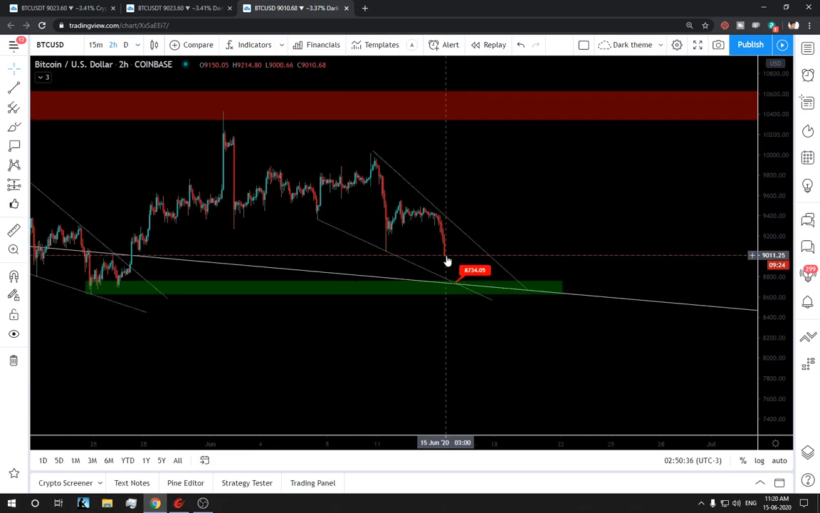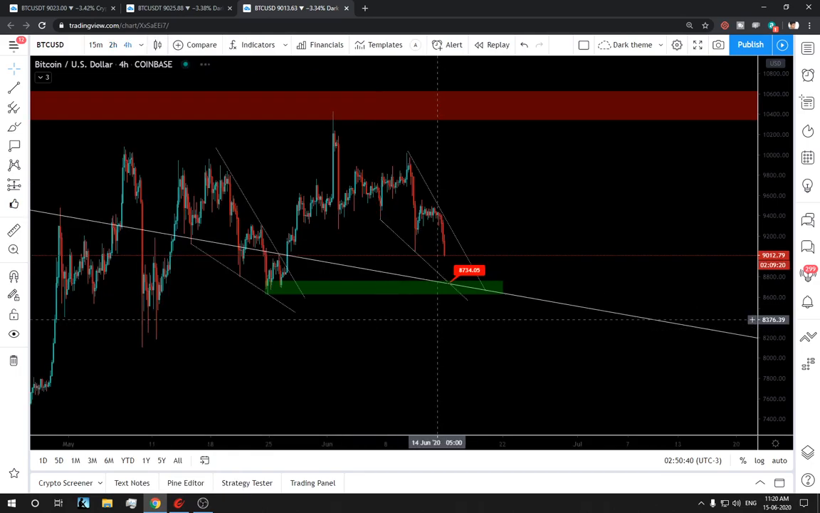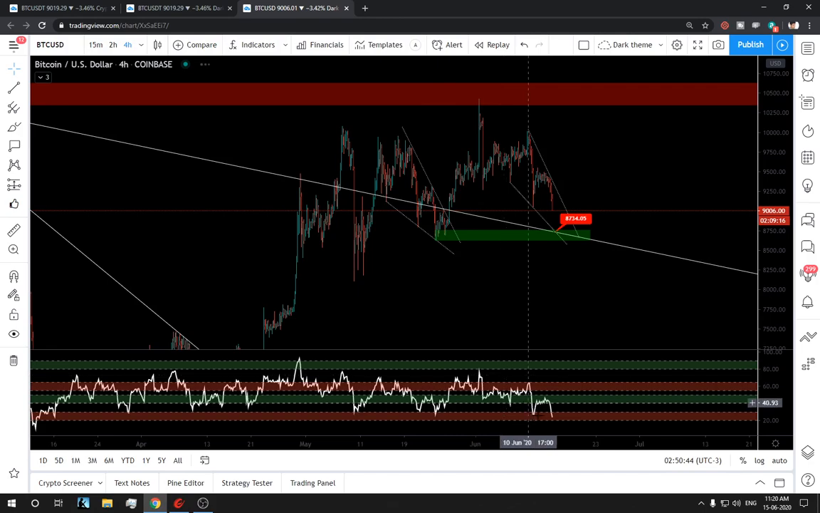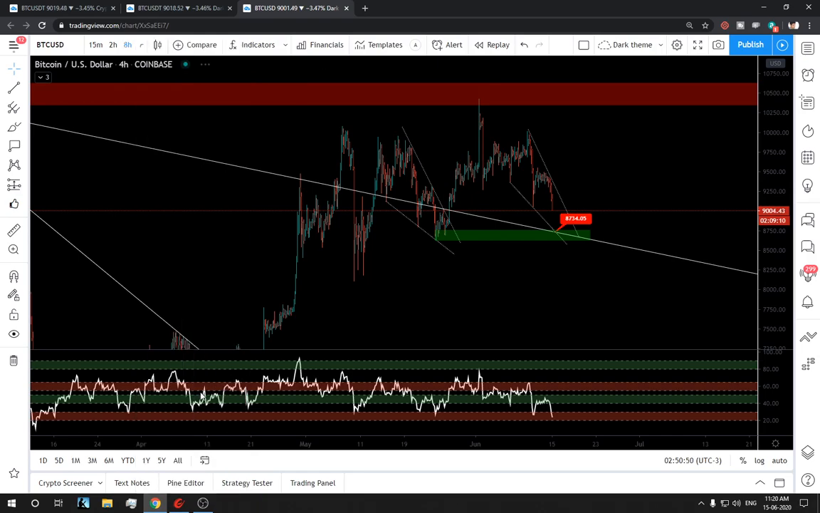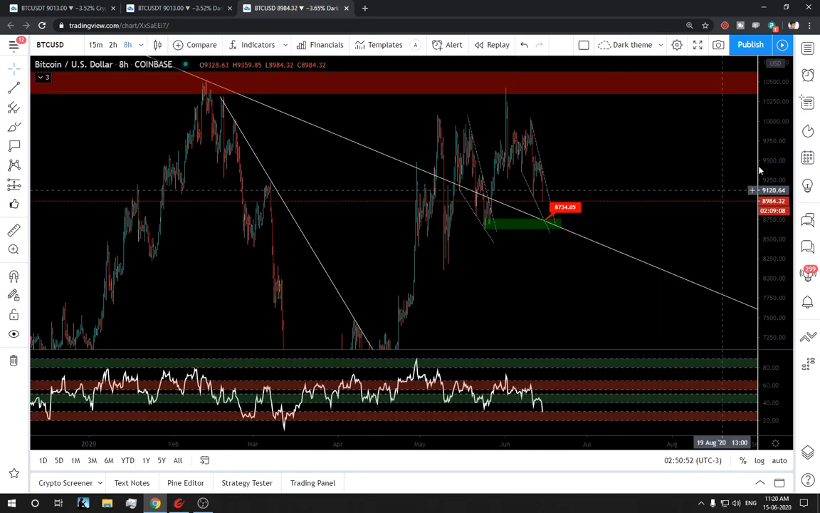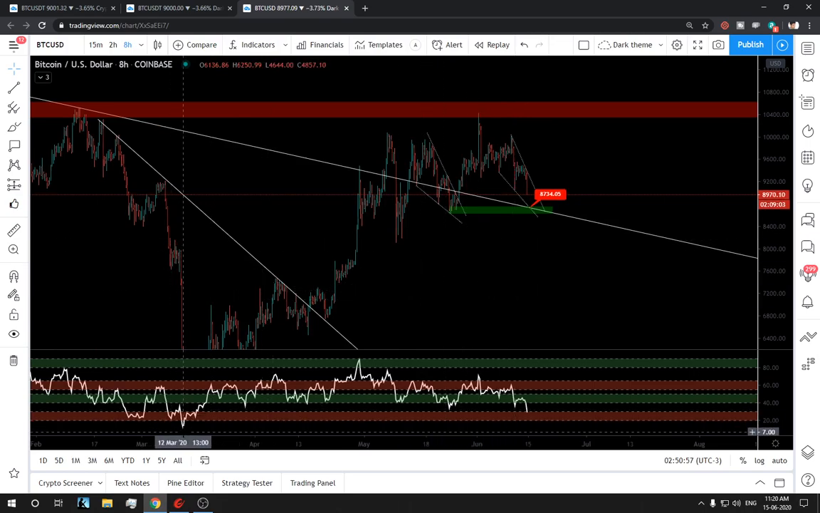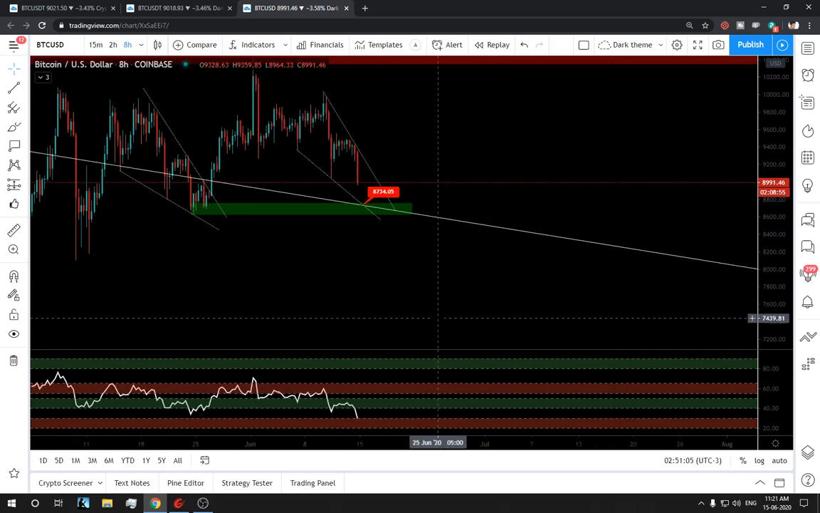You can see it is right now dumping. And let's see if we have any divergence. Right now we don't have any divergence on the 4-hour frame, so my best time frame to watch for BTC USD, cryptocurrency, whatever it is, is the 8-hour. So right now we have a hidden bullish divergence, possibly, I believe.